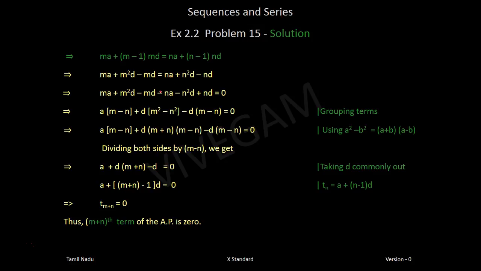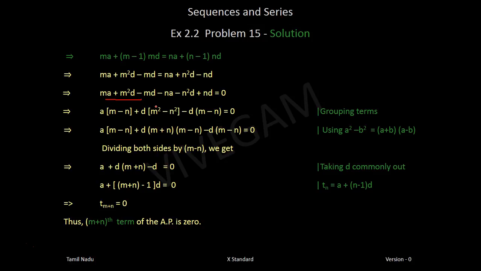This is na, it becomes minus na. N square d, when it comes to this side, becomes minus n square d. This is minus nd, it comes to the other side, plus nd. So now we have everything on the left hand side equal to 0, because you want to prove that it is equal to 0. Now basically we need to show this whole expression as T of m plus n.